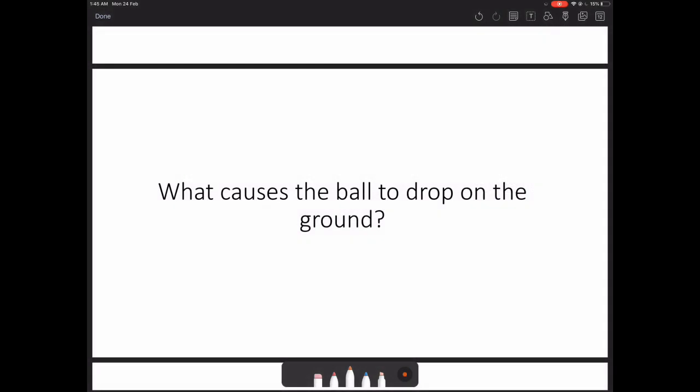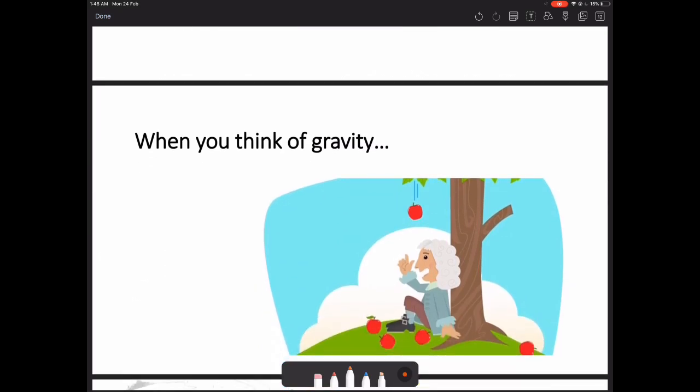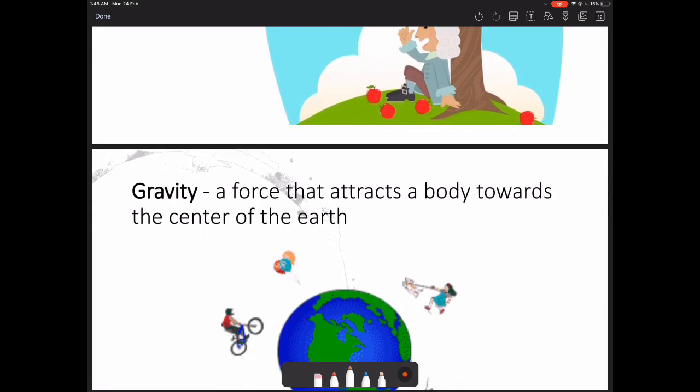In the previous example, a ball drops to the ground, right? Let me ask you, why did the ball drop on the ground? What is the reason? You probably may say, oh, because of gravity. When you think of gravity, you must think of Newton, right? So what is gravity indeed?